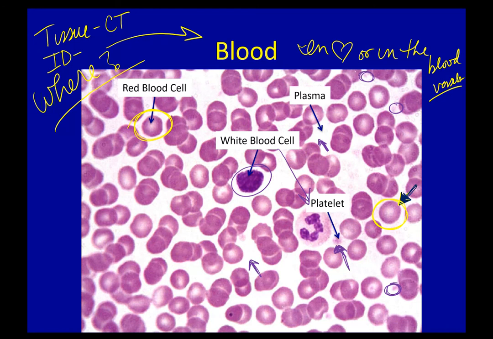And those are your histology slides. And yes, you do need to know those for the practical. I will upload all of my histology slides as soon as I get an opportunity to do that.